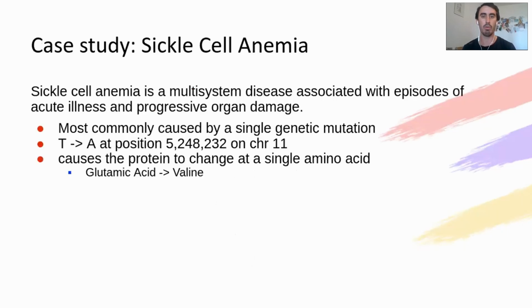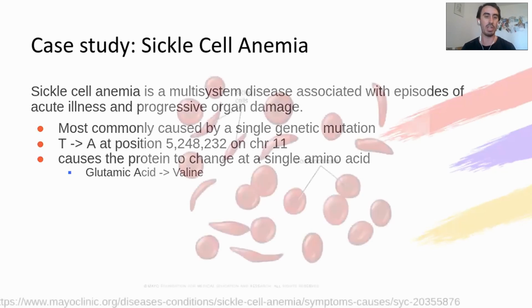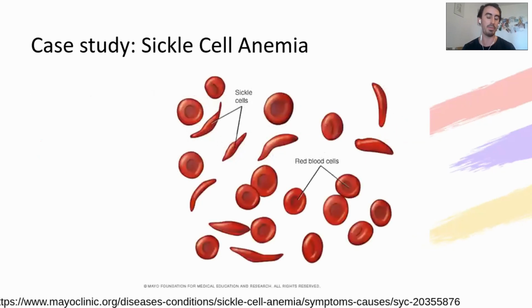A case study would be sickle cell anemia. This is a disease often caused by a single change in the genetic code. This change is transcribed into the RNA message and eventually is written into the hemoglobin gene, which affects the shape and function of red blood cells. At position 5,248,232 on chromosome 11, you can see a T to an A change, which causes a protein change, which ends up with a structurally different shape of red blood cells. Normally red blood cells look like a donut with a film in the middle, and sickle cell blood cells have this characteristic thin curved shape.